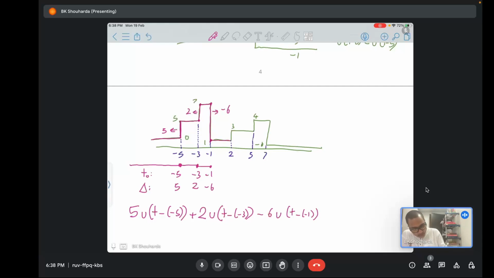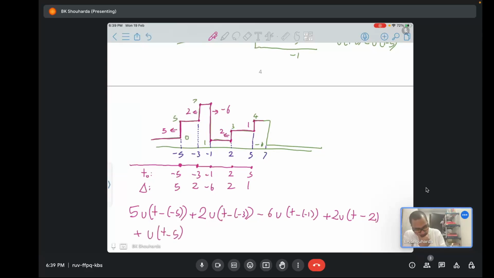I continue going, again another jump at 2. From 1 I jump to 3. That gives me a height of 2. So again plus 2 u t minus 2. I continue, again another jump at 5. From 3 to 4, height is 1. So it will be u t minus 5.